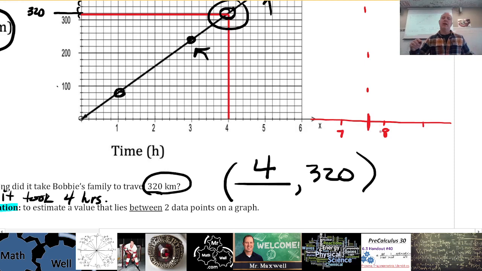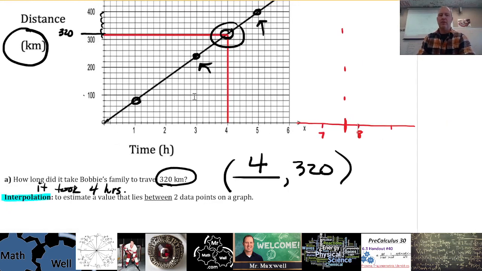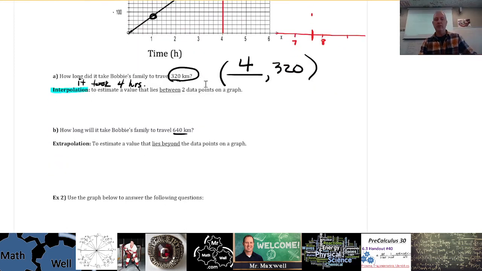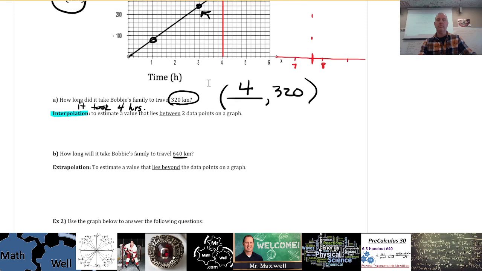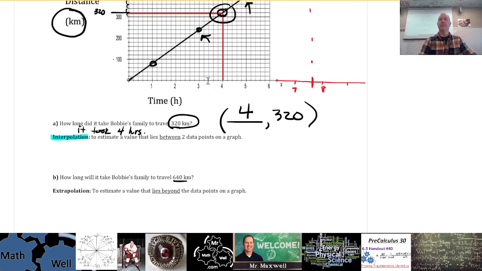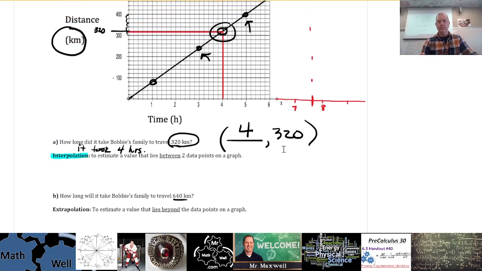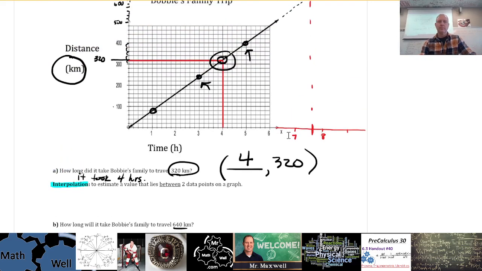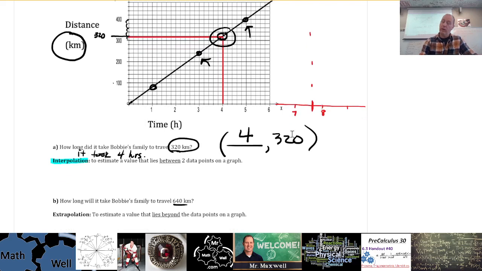Okay. So, is there a way that we can do this without using the graph? Yes. If you could see the first question, it's actually half of what the second question is. It's 320, but when you times it by 2, it's 640. Okay, very good. In A, that's a good observation. In A, they were asked about 320 kilometers, which was 4 hours.